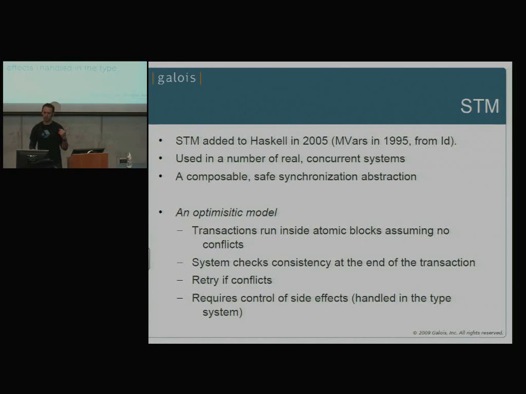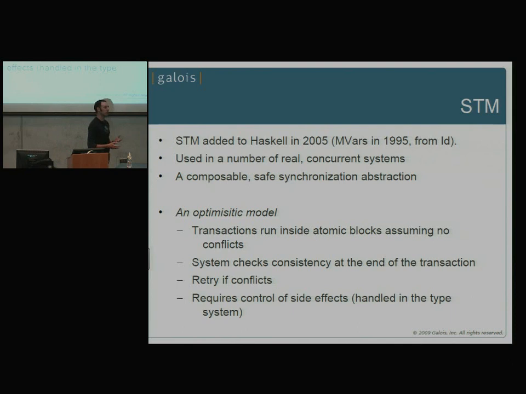STM was added in 2005, so it's been there almost 5 years now. It's used in real systems. I've used it at work. I think it's probably the default concurrency synchronization mechanism you should reach for because it's safer than mbars or explicit locks. But then it's also slower. It's like 5 to 10 times slower than explicit locks. So depending on your situation, you may then want to drop down to a less safe level where you have to do more work.